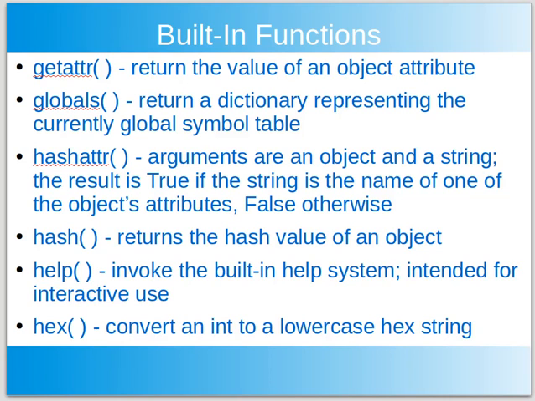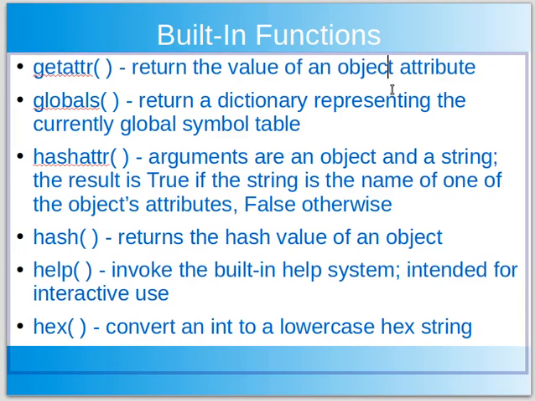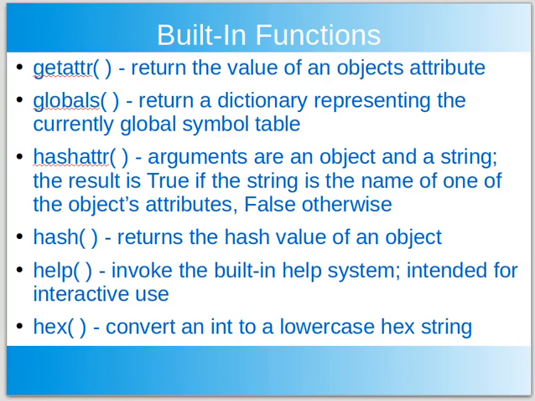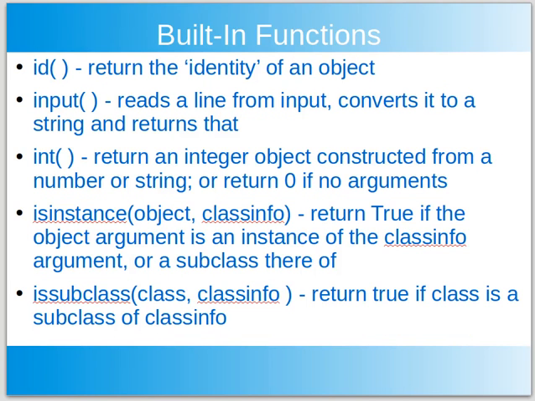Getattr returns the value of an object's attribute. Globals returns a dictionary representing the current global symbol table. Hasattr arguments are an object and a string. The result is true if the string is the name of one of the object's attributes, false otherwise. Hash returns the hash value of an object. Help invokes the built-in help system, intended for interactive use. Hex converts an int to a lowercase hex string. ID returns the identity of an object.